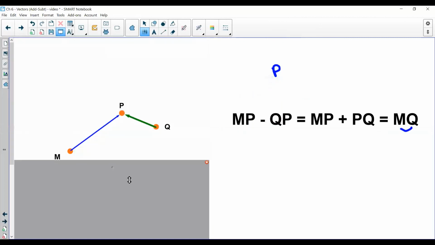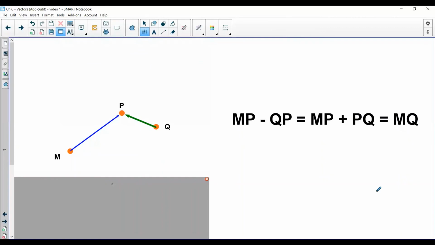So let's see how this makes sense here. MQ. How does this make sense? Well, the reason why it makes sense is because I'm traveling from M to P, but I want the opposite of QP, which is traveling from P to Q. So I simply have to reverse this direction. And lo and behold, I get MQ.